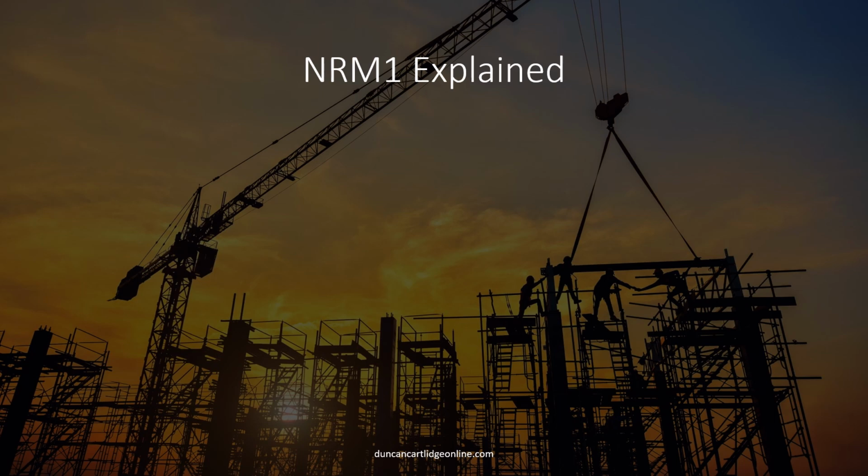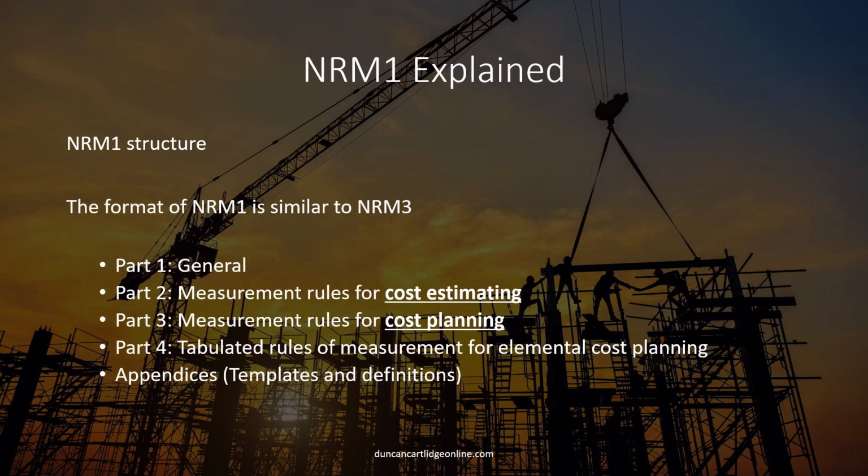The measurement rules of NRM1 are divided into two distinct parts. Part 2, dealing with cost estimation, and Parts 3 and 4, dealing with cost planning, although in earlier editions that was not the case, as cost estimating didn't have its own set of distinct rules.